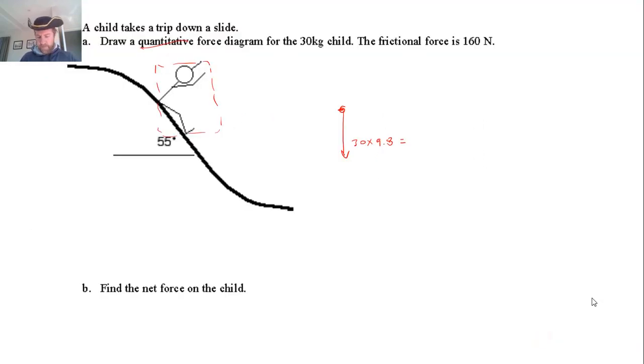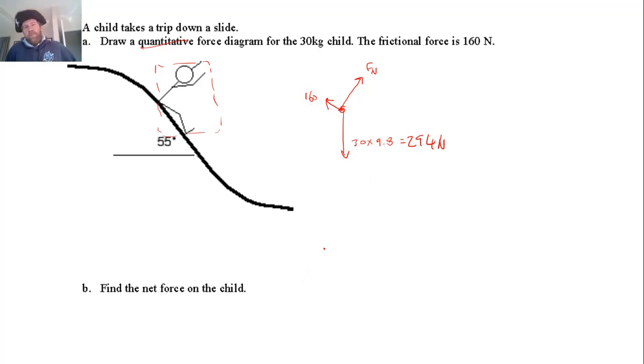Okay, 30 times 9.8, 294 newtons. We've got some normal force up here. Don't know what that is, and we've got some friction force here. That's 160. Okay, find the net force on the child.